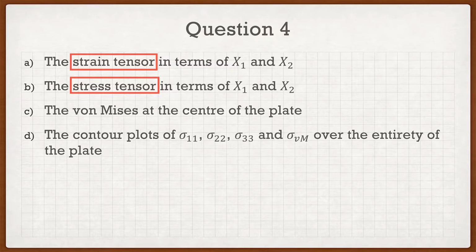And that's basically the question, because if we have that stress tensor, looking at part C, the von Mises stress can easily be calculated from it because we know the von Mises stress is a function of sigma 1, sigma 2, etc., which we have in the stress tensor. And finally, part D, where it's asking for the contour plots of all the sigmas. Again, if we have the stress tensor, we have sigma 1, sigma 2, and 3, etc. So the main question comes down to, okay, what is going to be the strain tensor, and then what is going to be the stress tensor?